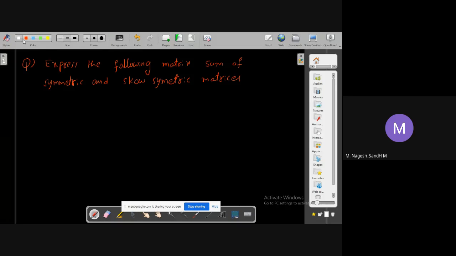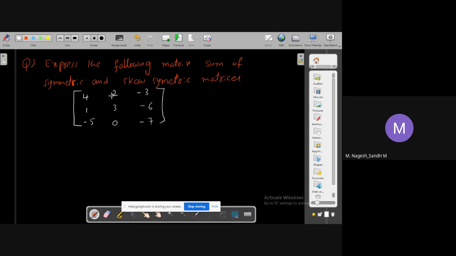So the matrix is 4, 2, minus 3; 1, 3, minus 6; minus 5, 0, minus 7. So this is the given matrix. This matrix you have to split into two matrices, in P plus Q format. So we have to split into P plus Q. Okay. So now, solution.